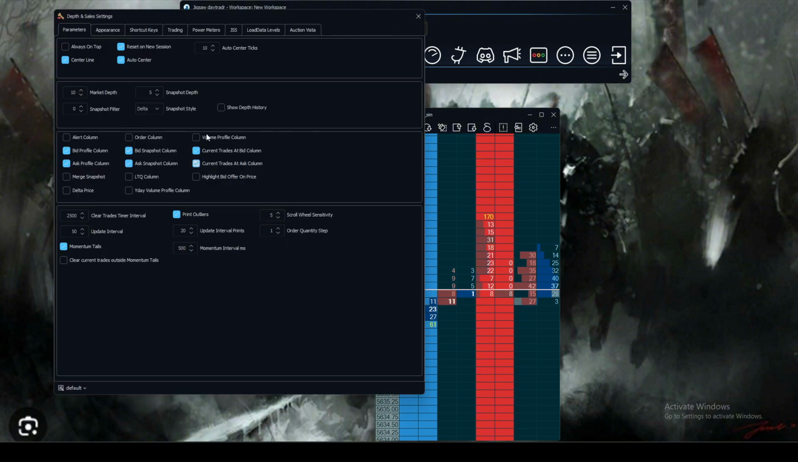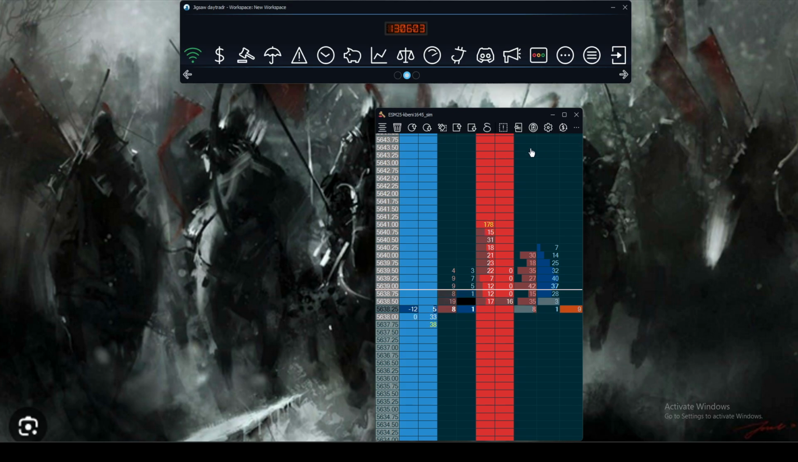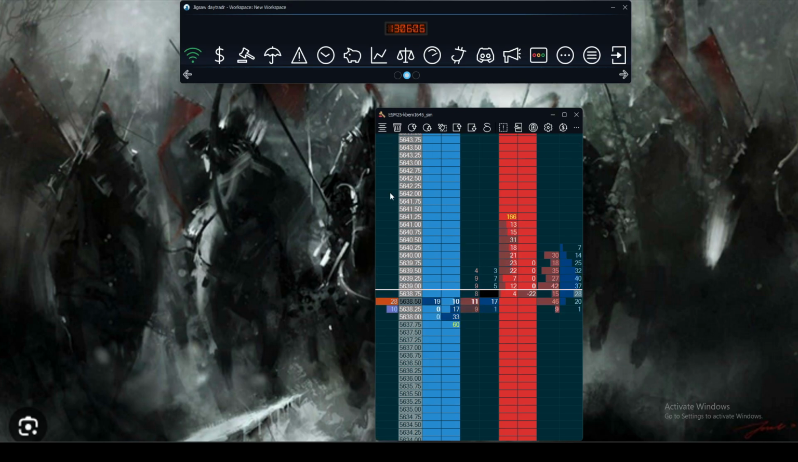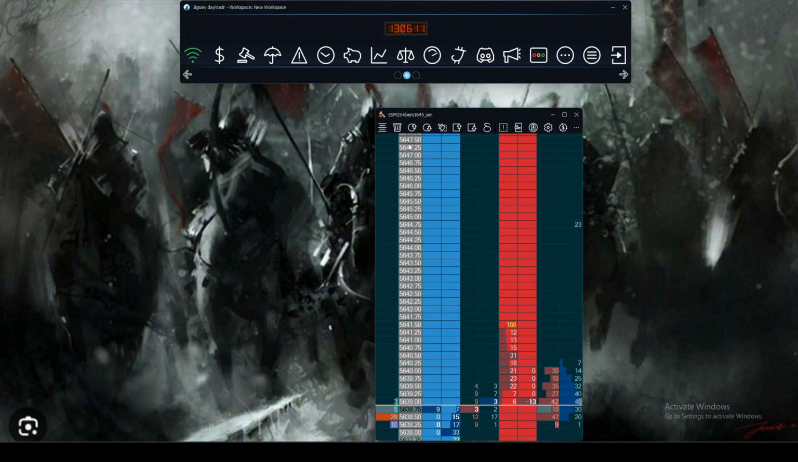And what we will add now is the volume profile column. So this volume profile column shows us the total amount of buys and sells transacted at the current price, or at this level.